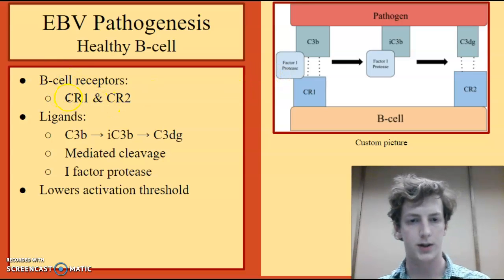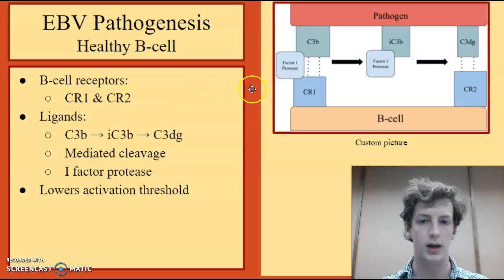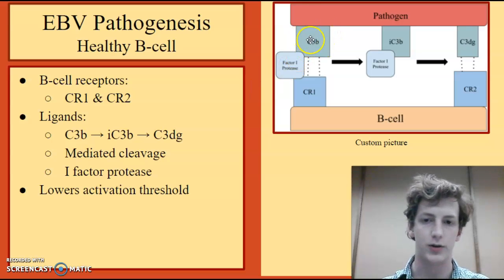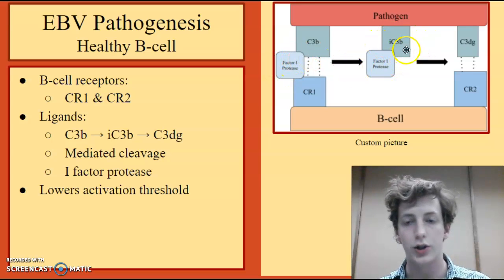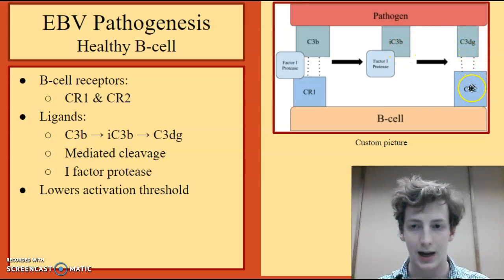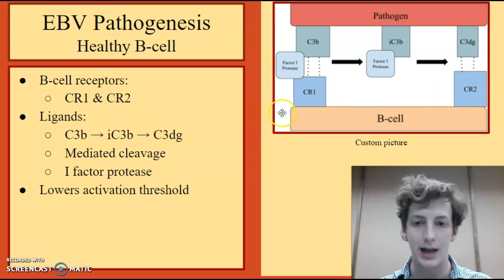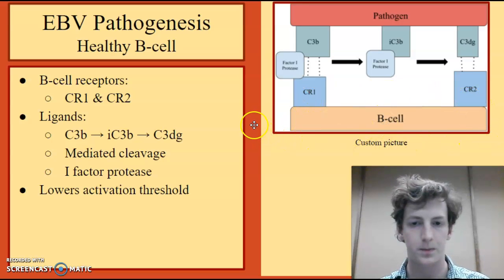Now, B cells express CR1 and CR2. CR2 is the one we really care to talk about. CR2 is also called CD21, or Epstein-Barr receptor. In a healthy B cell, what happens is C3b here in this picture undergoes mediated cleavage when it attaches to this CR1. It undergoes mediated cleavage by this factor I protease, and it turns into iC3b, which also undergoes mediated cleavage and turns into C3dg, which then attaches to CR2 and lowers the activation threshold of this B cell.